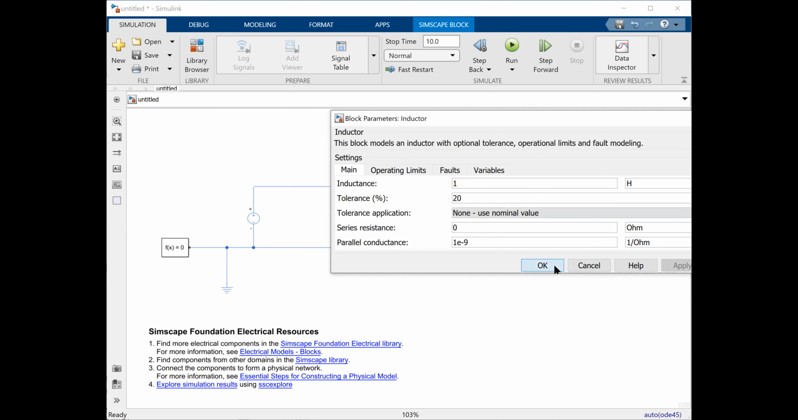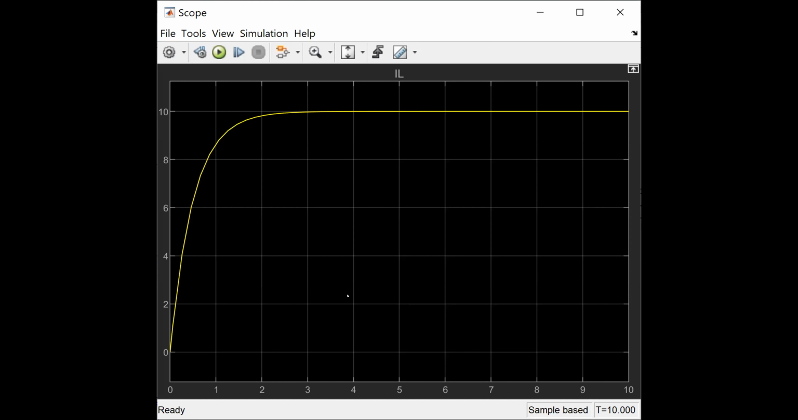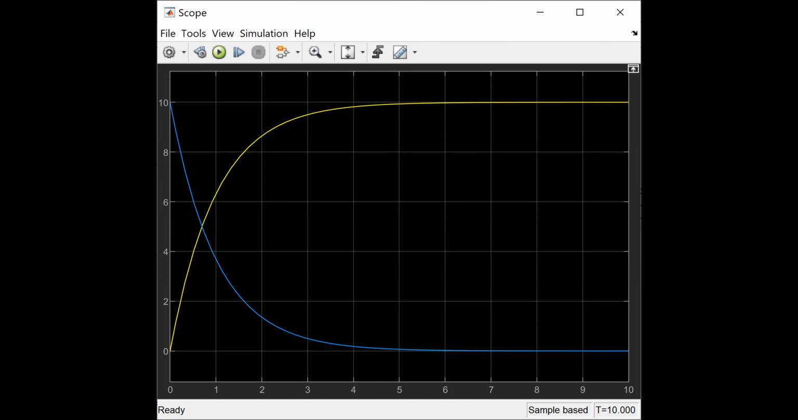So the input voltage is 10. R is 1. Inductance is 1. So what is the final value? Vs by R. Vs is 10, R is 1. So that's equal to 10 ampere. All right, let's go back and see the plot. Have a look. In 5 seconds, it should reach this 10 amperes. Have a look at this.